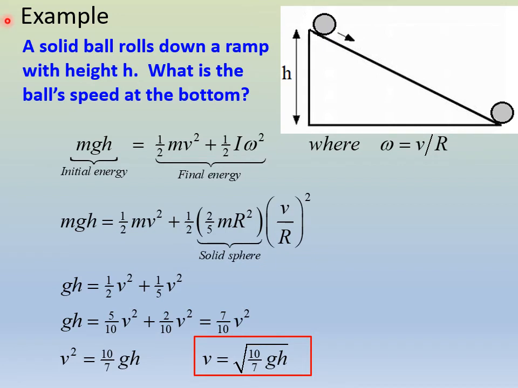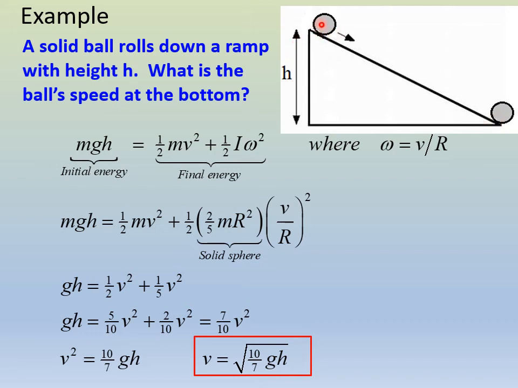The last few examples I'm going to show you are a little bit more challenging since they involve some different ideas. Let's take a look at this one. It says a solid ball rolls down a ramp with height h. What is the ball's speed at the bottom? The ball starts up here and rolls down, and it's going to pick up speed, accelerate, and we're going to try to figure out how fast it's going at the bottom. So we're going to solve this using conservation of energy.